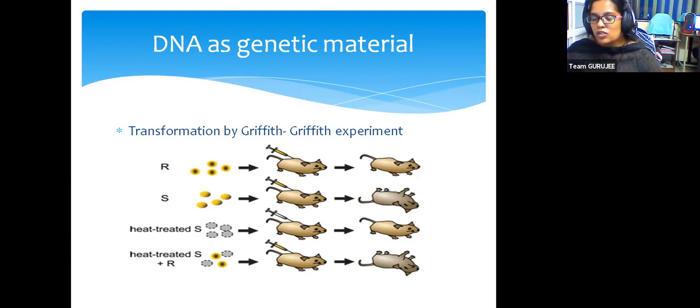Then the third mouse is treated with heat-treated smooth strain. When the smooth strain is heat-treated, it loses its property of infecting. So after that, the mouse remained alive. In the fourth category, what he did is heat-treated S strain plus R strain. Both are combined, mixed and injected into mice. After some time, the mice get infection and die.